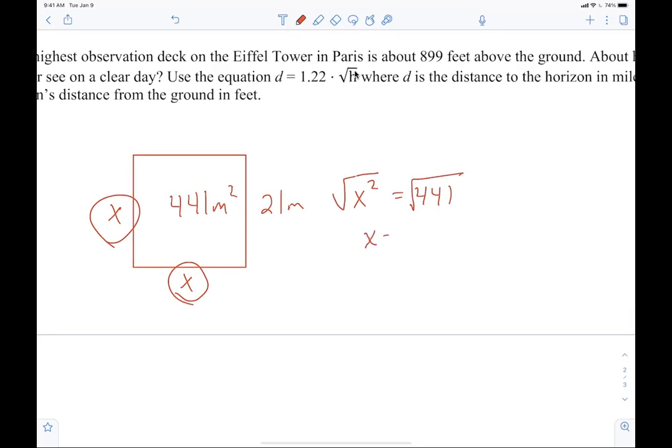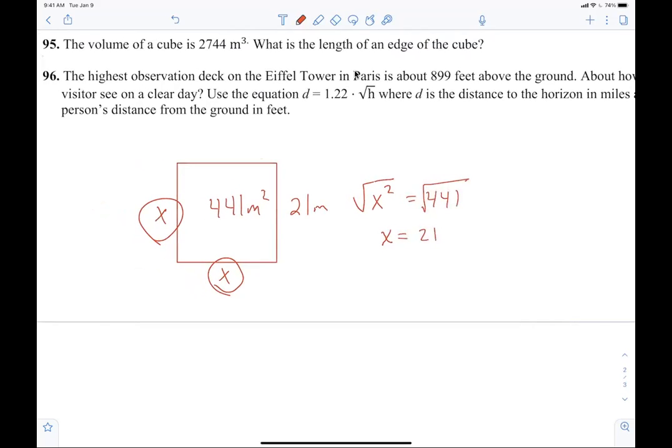So that tells me that x is equal to, and if you didn't know what the square root of 441 is, you do square root of 441. And what is that? 21. All right. So anytime they give you the area of a square, you know how to find the side. You do what? Take the square root. That's what you're doing.